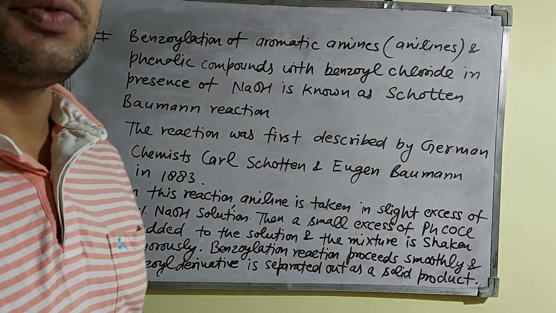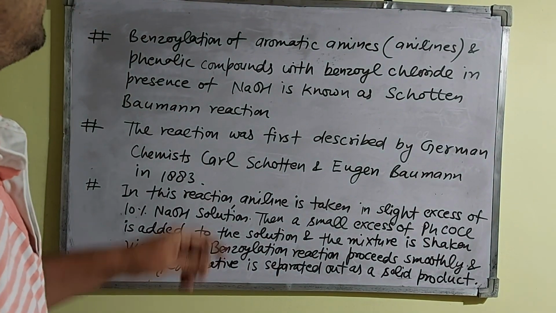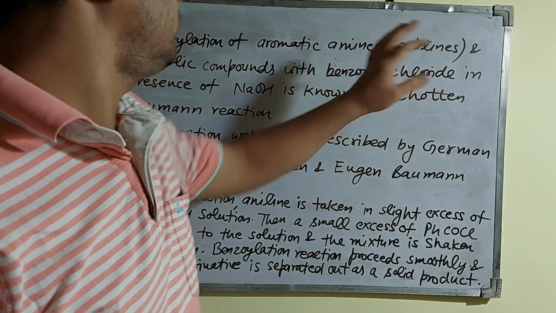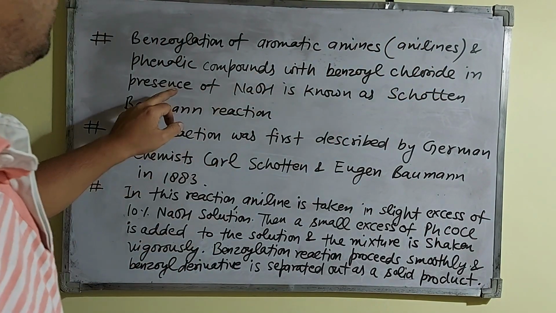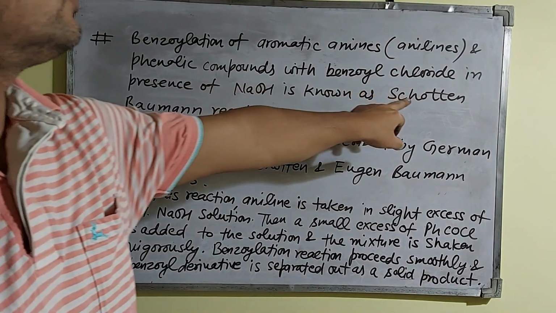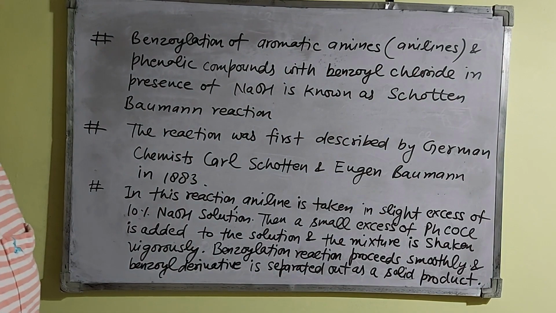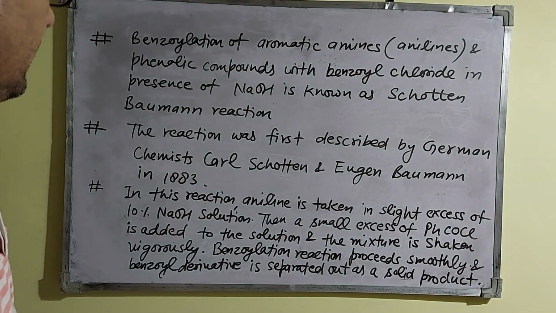So the reaction which we are doing in this experiment is the benzylation reaction, and benzylation of aromatic amines, which are also known as anilines, and phenolic compounds with benzyl chloride in presence of NaOH is also known as Schotten-Baumann reaction. And this reaction was first described by German chemists Carl Schotten and Eugen Baumann in 1883.